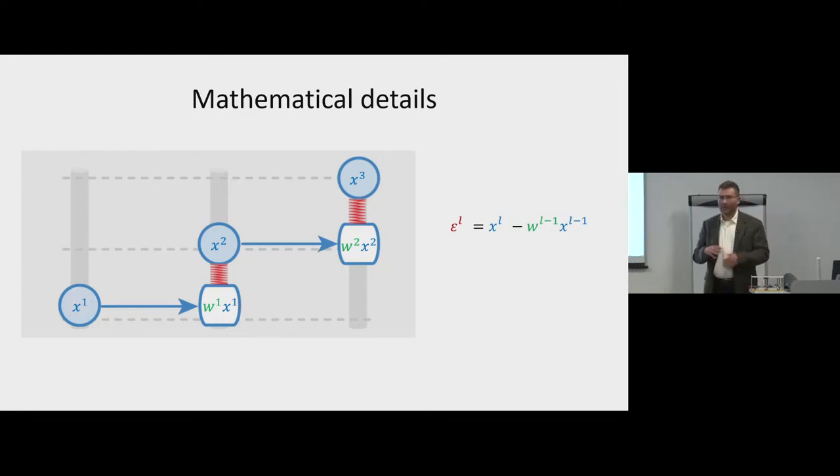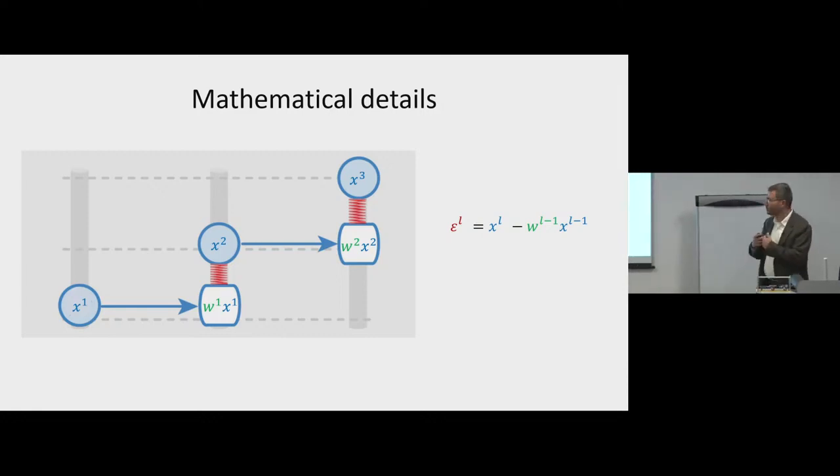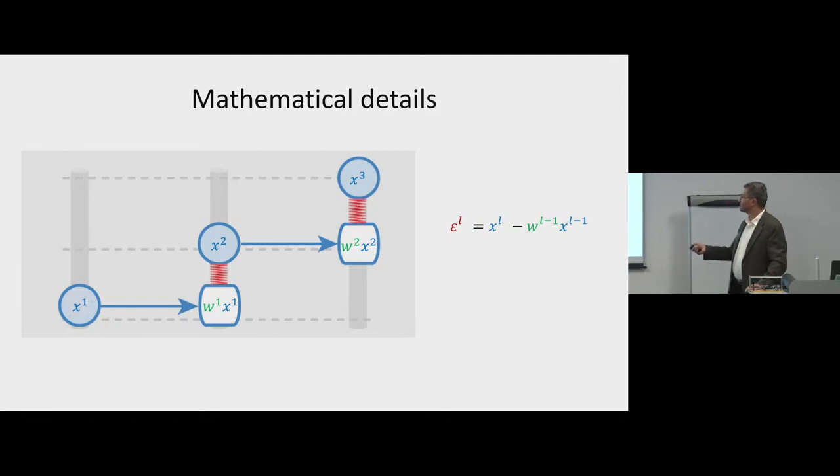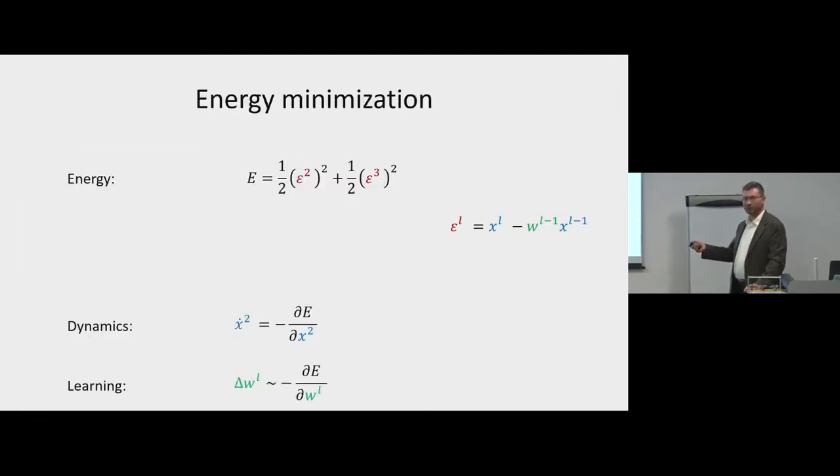Now, I will provide a description of this model for this very simple machine, because it's easy to do without too much complicated notation. But this can generalize to arbitrarily large and deep networks. Here we have just two springs in this machine, so we have two errors. The energy can be defined as the sum of these two errors squared, because elastic energy scales with the square of the spring extension.